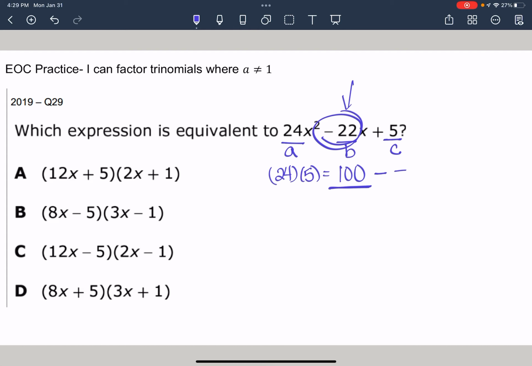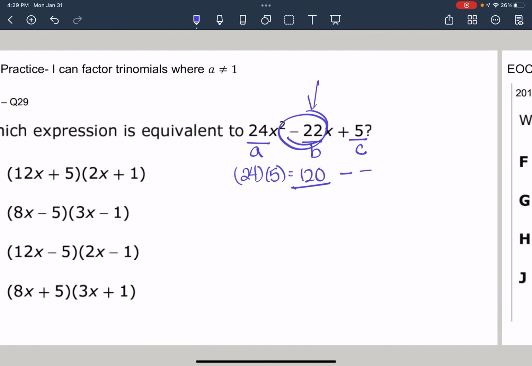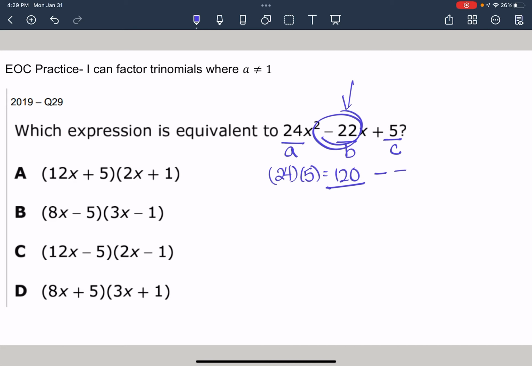The two negative factors I'm going to get by listing out all my factors of, sorry, that's 120. I need to list out all the factors of 120. So the factors of 120 are 1 and 120, 2 and 60, 3 and 40, 4 and 30, 5 and 24, 6 and 20, 8 and 15, and 10 and 12.